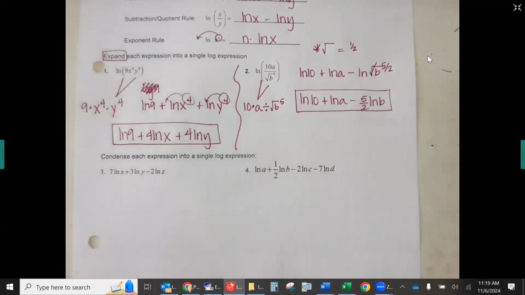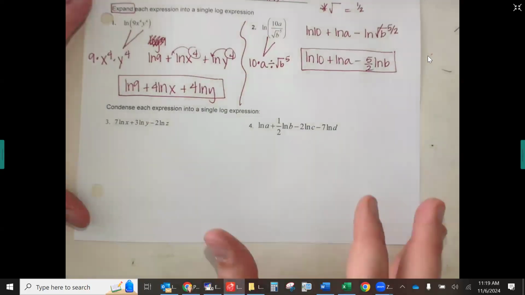Okay, now let's go in the reverse direction. So when you're expanding, you're separating. When you're condensing, you're putting them back together. It's the same steps, but in reverse. So looking at number 3, what numbers can move up?